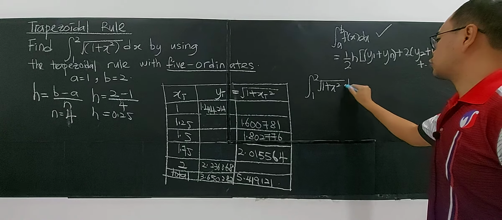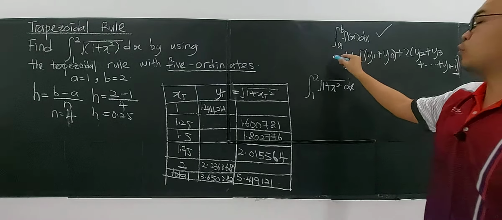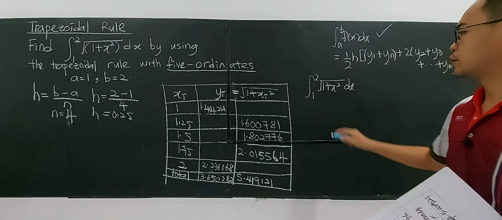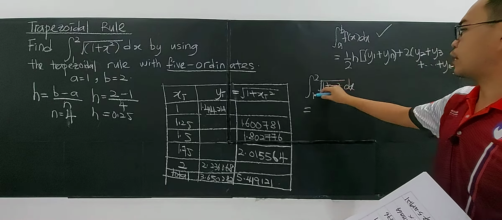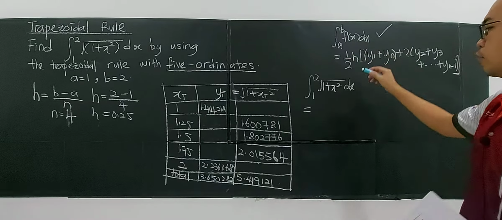Approximate. This is actually another correct word. We are actually approximating, but we write equals here. Never mind, we know that this is an approximation. So we know the value of h, and we just apply the formula, right?